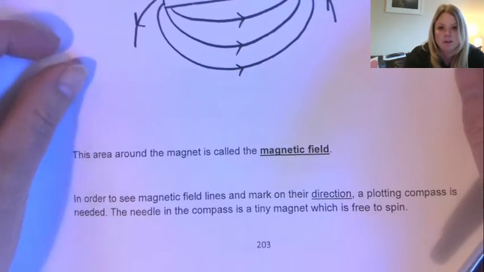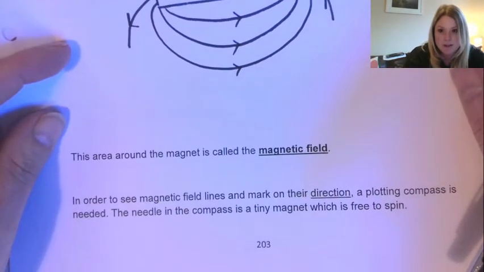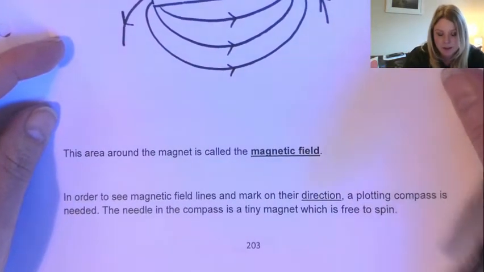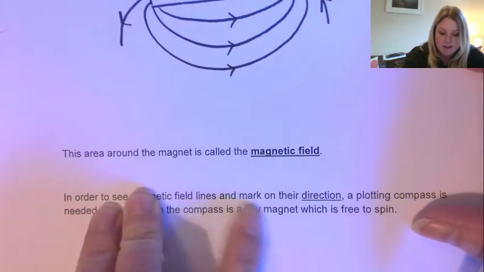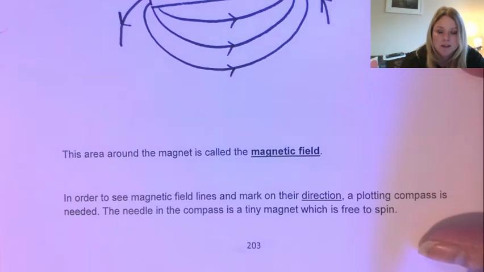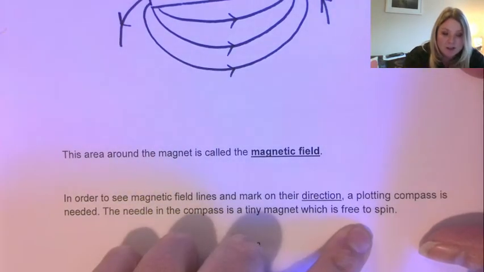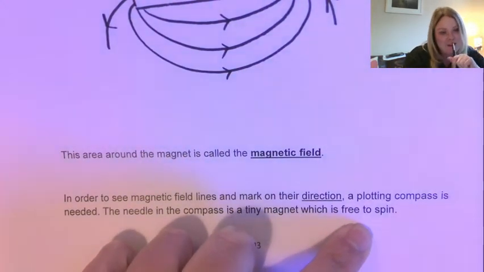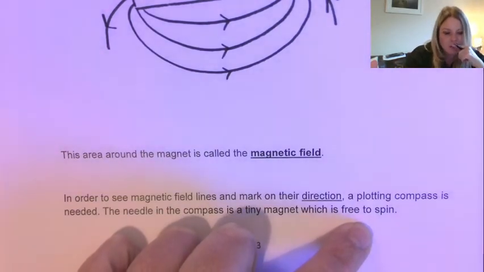Okay, so down at the bottom here, that's just what I was saying. This area around the magnet is called the magnetic field. In order to see magnetic field lines and mark on their direction, a plotting compass is needed. The needle in the compass is a tiny magnet which is free to spin. Again, raging, I did not think to bring these home with me because I actually really like showing that. I don't think anyone ever really cares as much as I do.